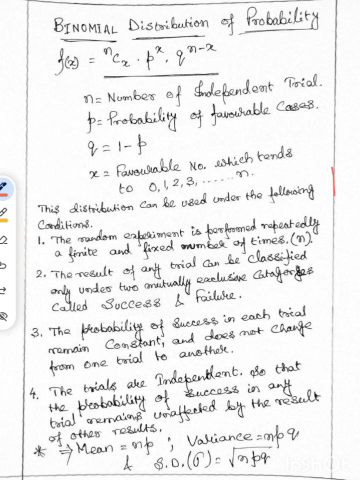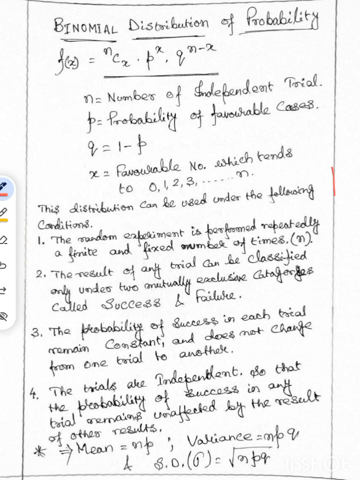Before starting a problem, I want to give you one example. Suppose a coin is tossed 20 times. What is the probability of getting 15 heads? This type of problem we apply binomial distribution.